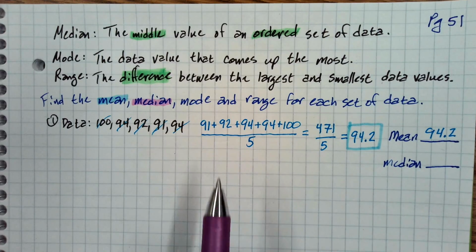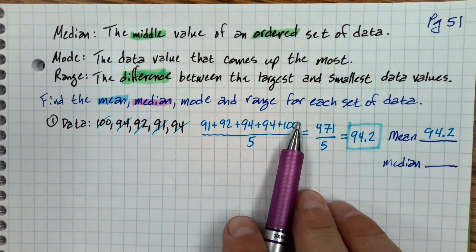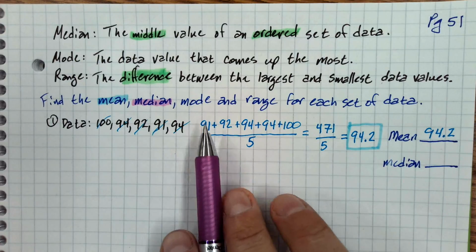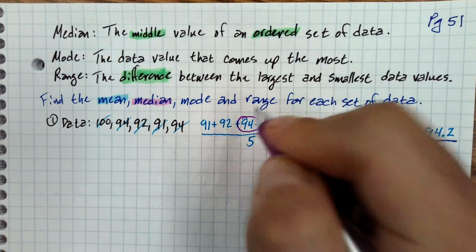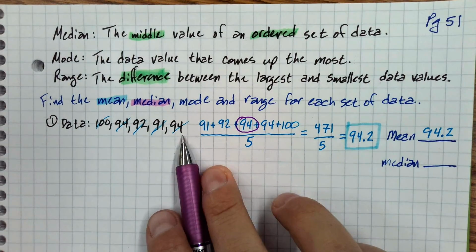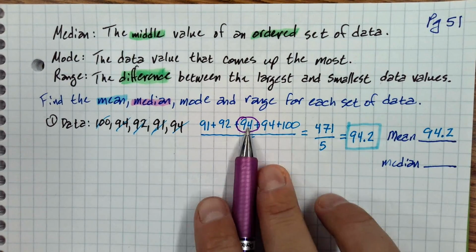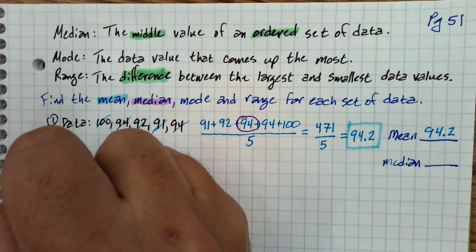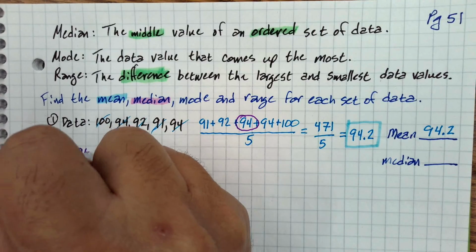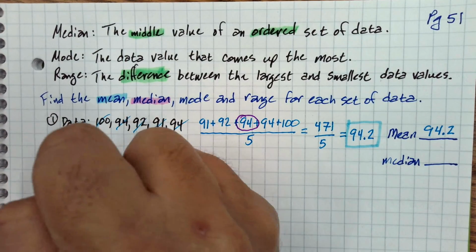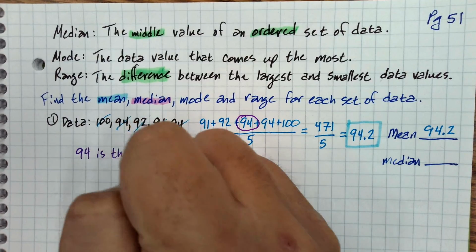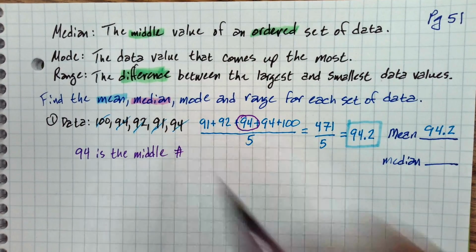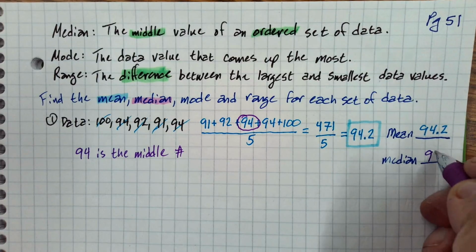So which number in this sorted list is the middle number? That first 94, look, I got 1, 2, 3, 4, 5 numbers. If I go to the third number, 1, 2, 3, if I go to this number, I got 2 numbers below it, 2 numbers above it. That makes 94 the middle number, that first 94. Okay? So 94 is the median, or is the middle number. So 94 it is.